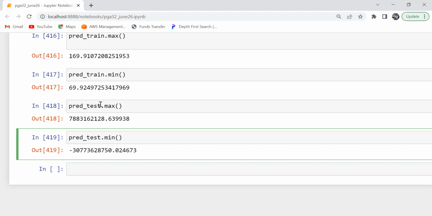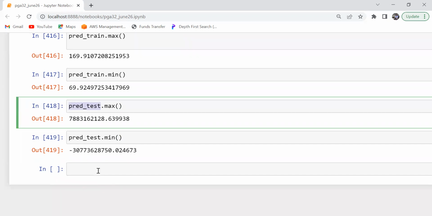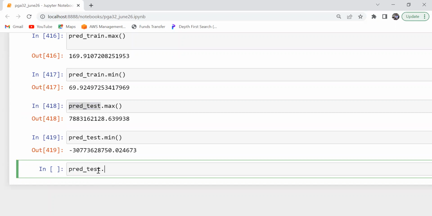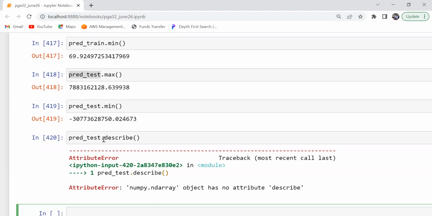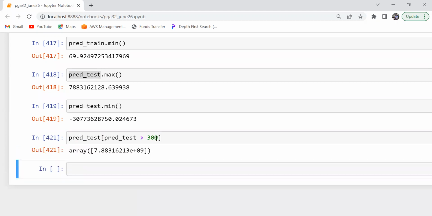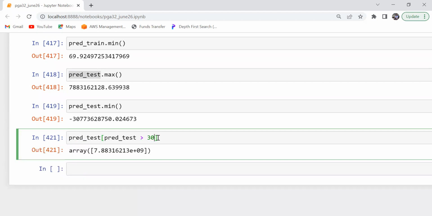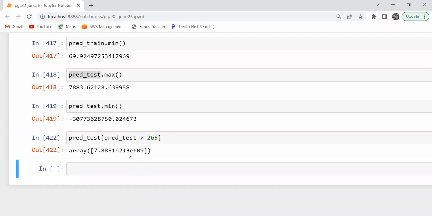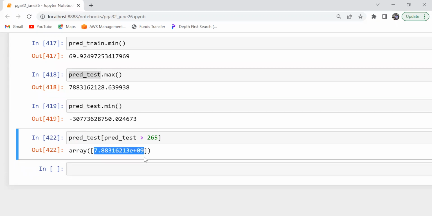Now, if I can do something like this, predicted test पर describe run होगा. Let me say describe run होगा कि नहीं होगा? Describe run नहीं हो रहा. Okay. Predicted test greater than, let me say 300, or greater than, let me say 265. Do you notice, guys, that there is only one value which is more than 265?